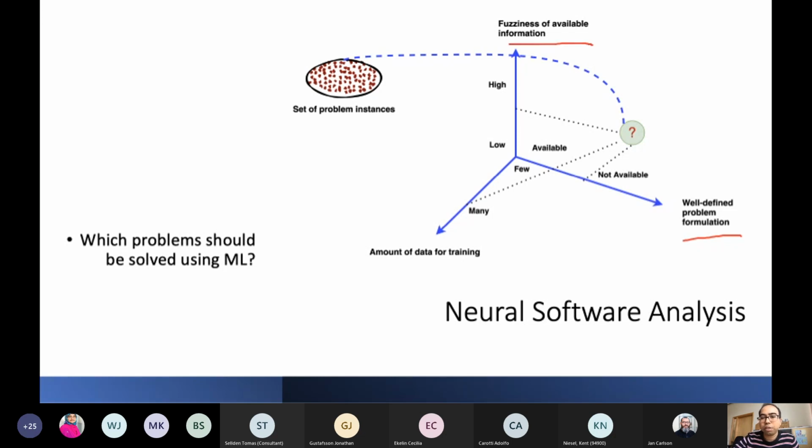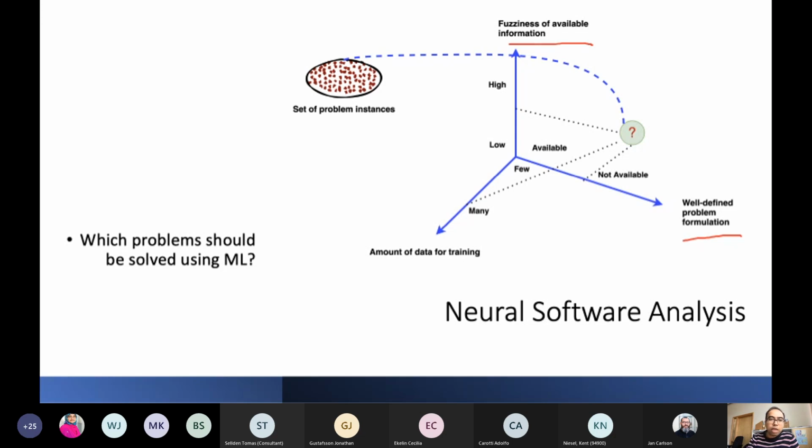So traditional program analyses are good at drawing logical conclusions from inferred analysis facts, but they fail to reason about uncertainties. And neural software analysis is good at handling fuzzy inputs. So the more fuzzy the input, the more suitable it is to handle it with machine learning models.